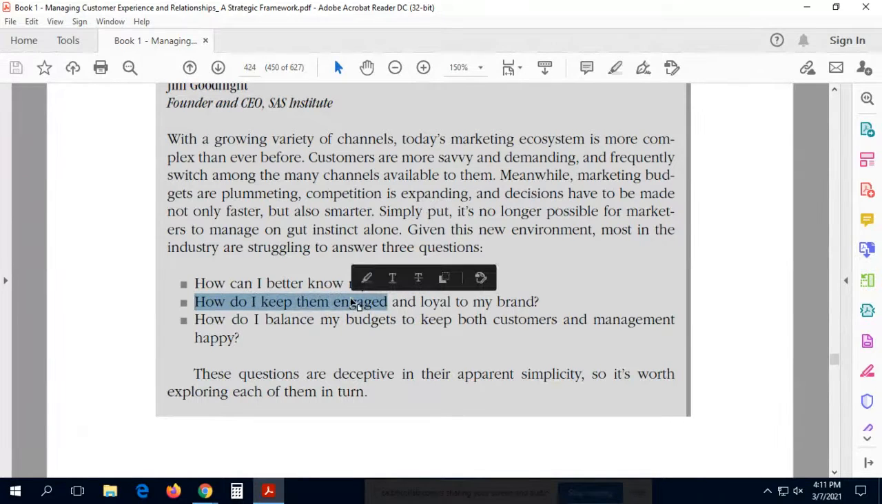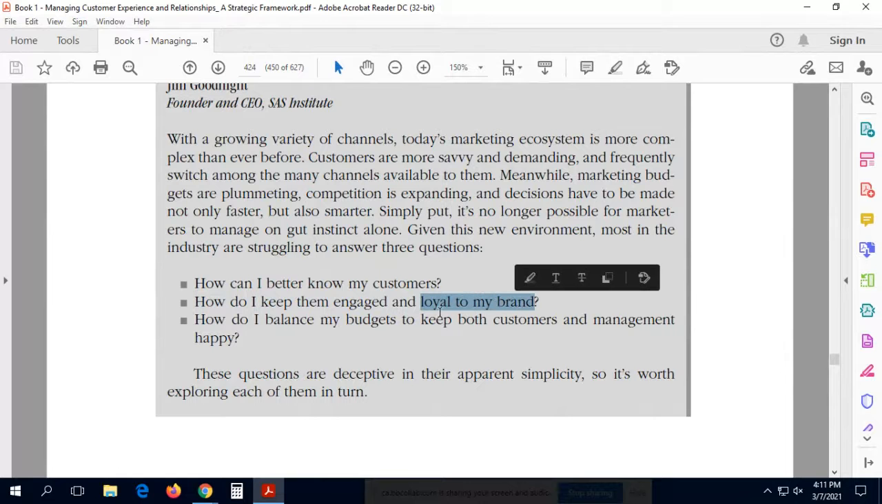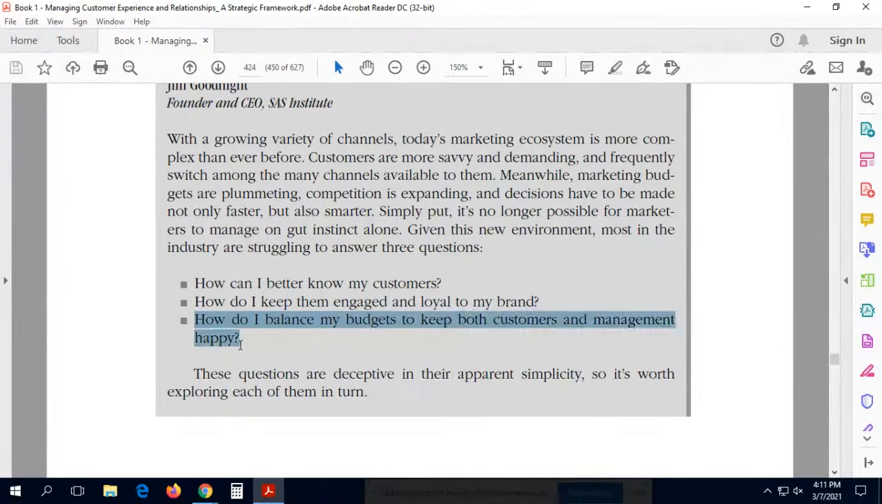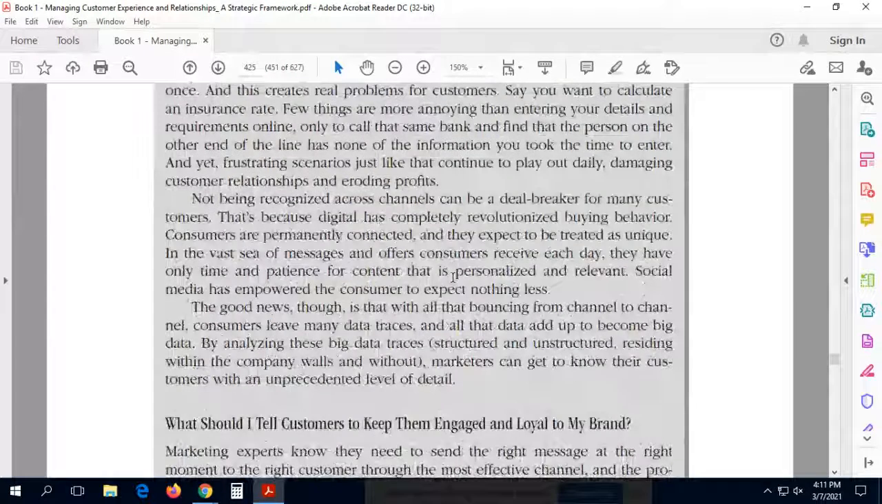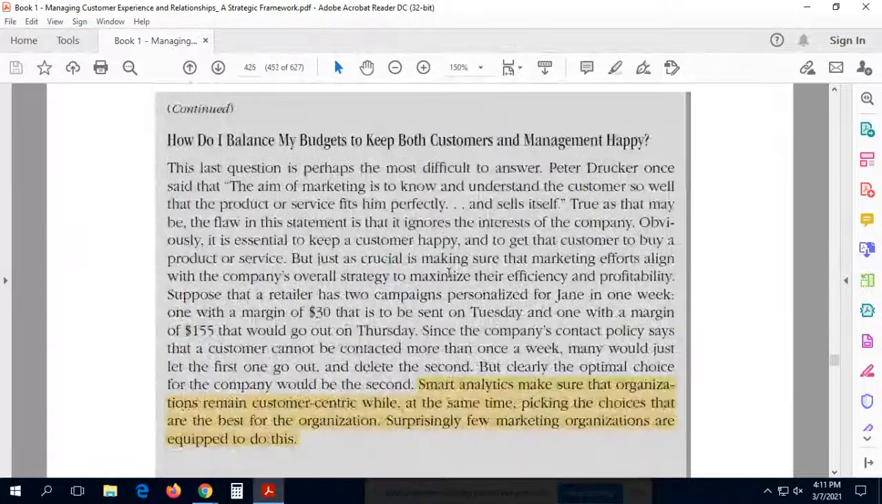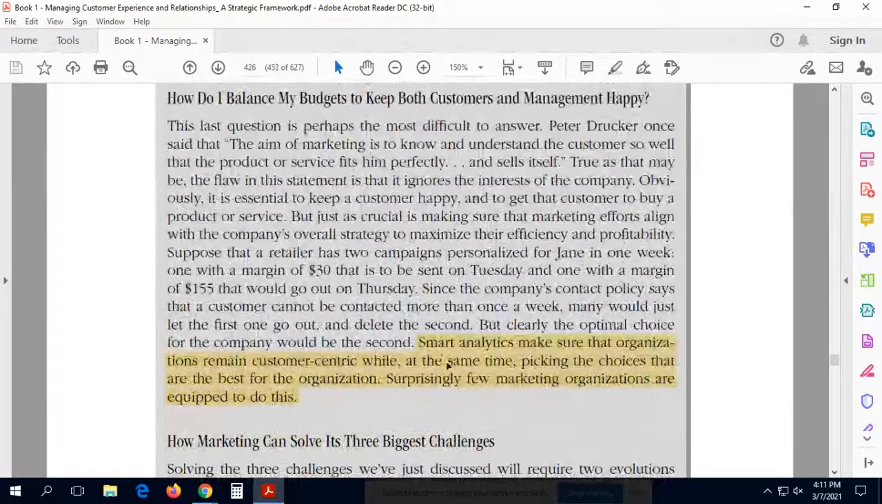How do I keep them engaged? Engagement is your job as a business. How to keep them engaged, interested, and loyal to my brand. Loyalty. How do I balance my budgets to keep both customers and management happy? Yeah, these are the questions which they have highlighted, and then they have tried to answer them.